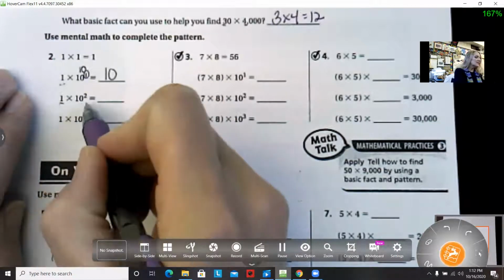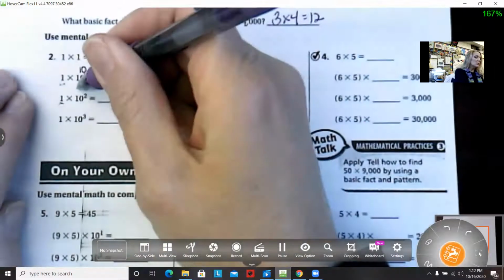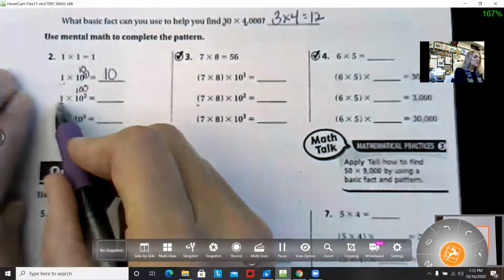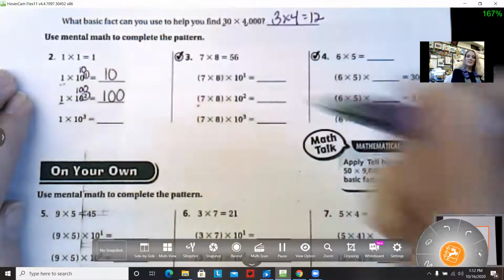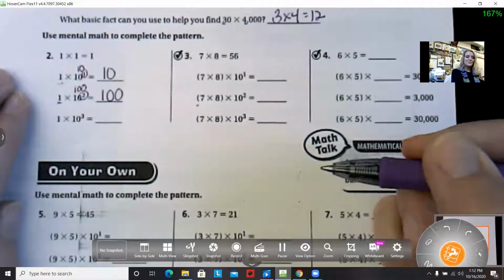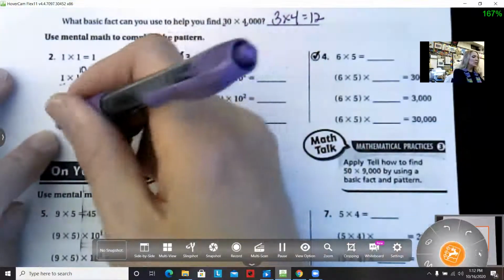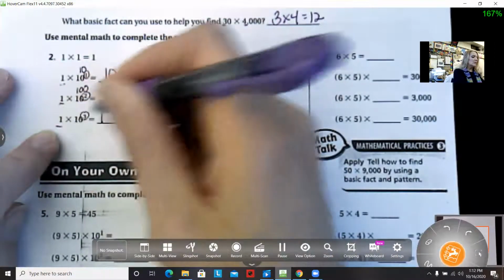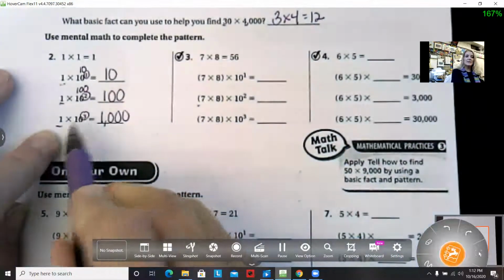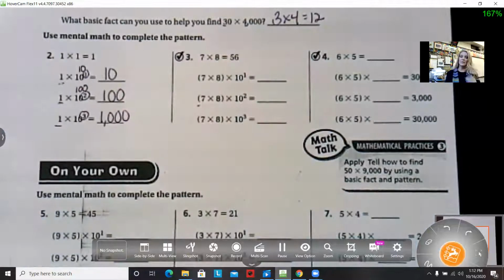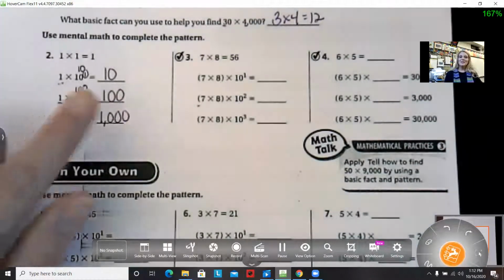So here, 1 times 10 to the second power, that's a 1 with 2 zeros. So that means we just copy down this 1 and add 2 zeros to the end. So, of course, it's 100. 1 times 10 to the third power, we copy down that 1 and we add those 3 zeros to the end because this is the number 1,000. So 1 times 1,000, of course, is 1,000. 1 times anything is that other number. Okay, over to number 3.